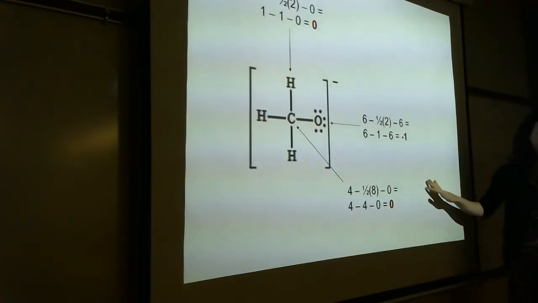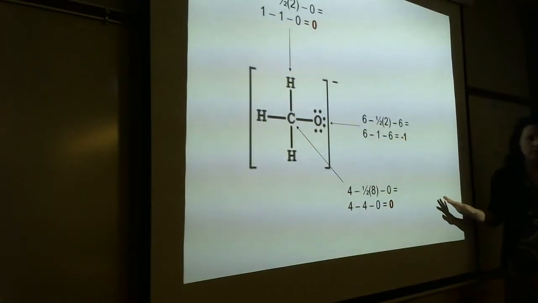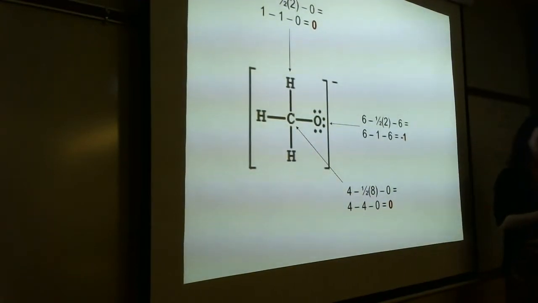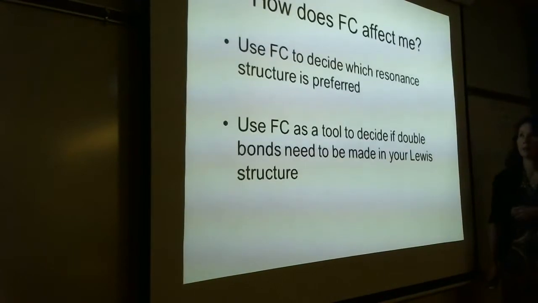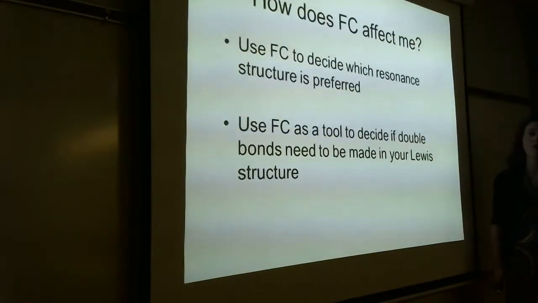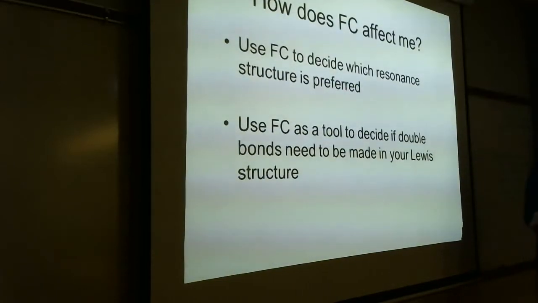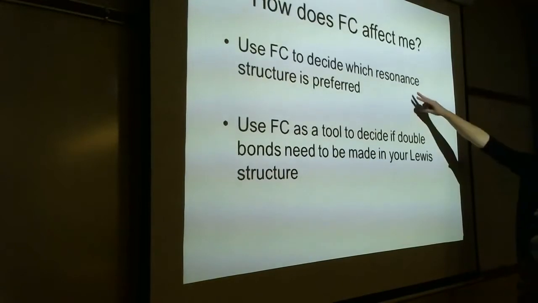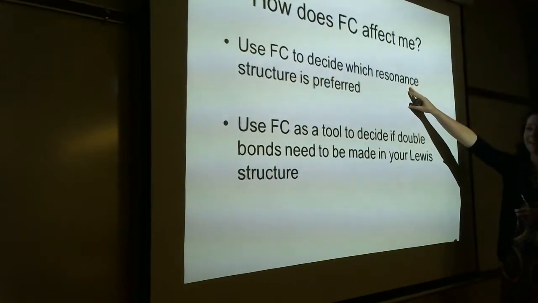If you made a mistake on this one, do you see where you made it? Makes sense? You have to start with the Lewis structure, right? And then do your formal charge assigning. All right, so like I said on Friday, when do we use formal charge in this class? We're going to use formal charge to decide which resonance structure is preferred. We're going to do that today.